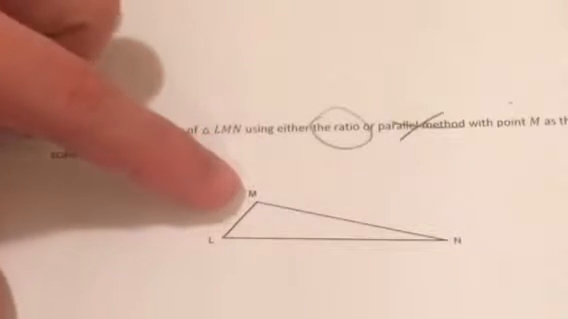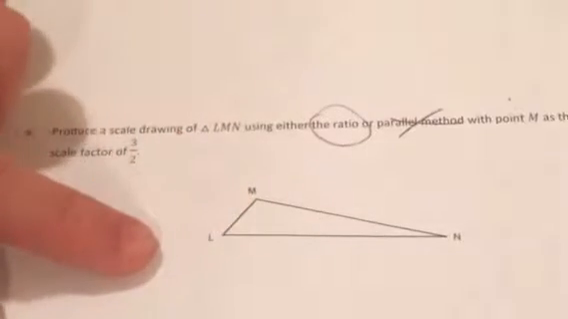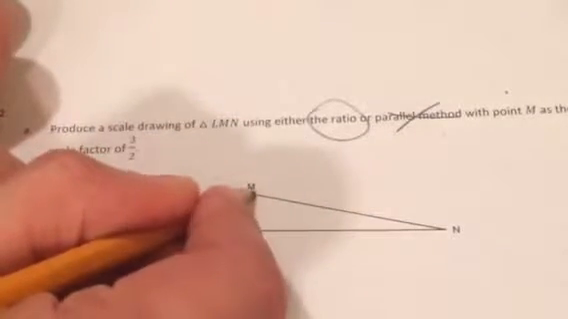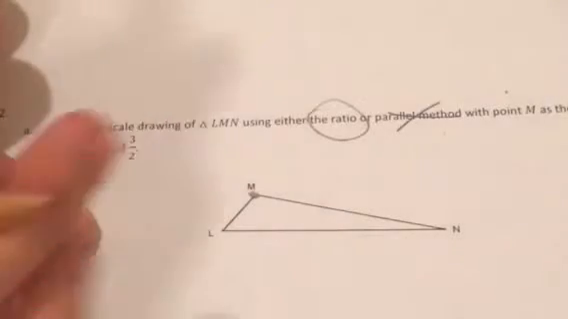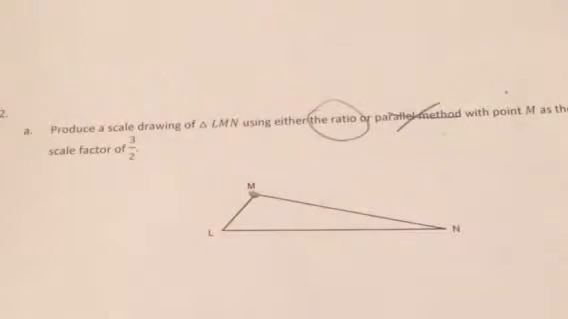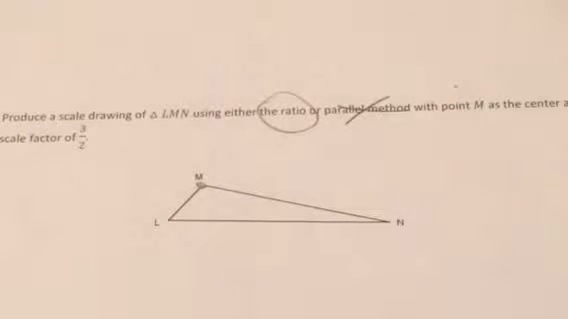And they want us to use M as the center. All right, so this is our center. Typically our center was like off to the side, but not this time. M is the center. We should make it a little bit easier. All right. And then the scale factor of 3/2. So that's what they want.